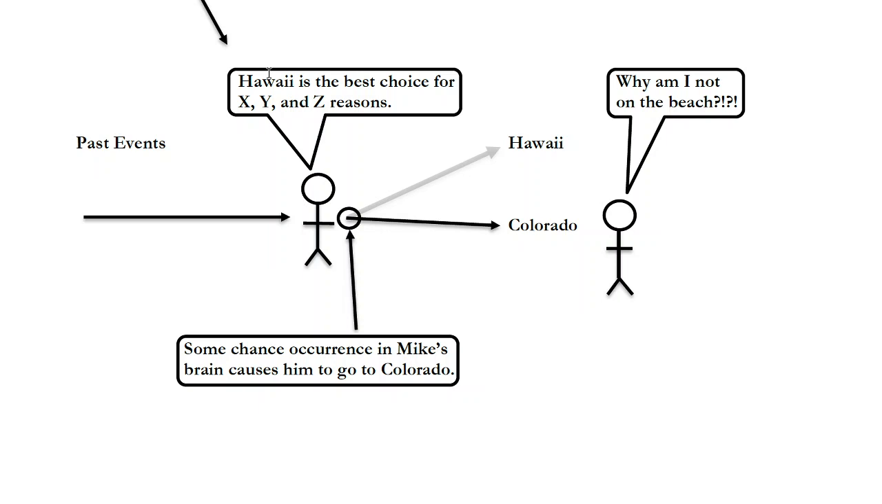And then we tell him, well, it was a chance occurrence in your brain that caused you to go to Colorado instead of Hawaii. And we say, luckily for you, this is what makes you free. And Mike might say, well, I don't feel free at all. I feel like I went someplace I didn't want to go. I feel like it was out of my control. I felt like it was a random, chance, arbitrary occurrence that really had nothing to do with me or the values and commitments and things I think are important.